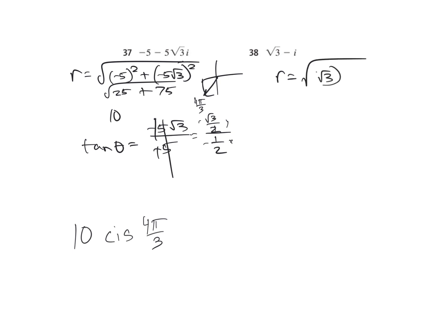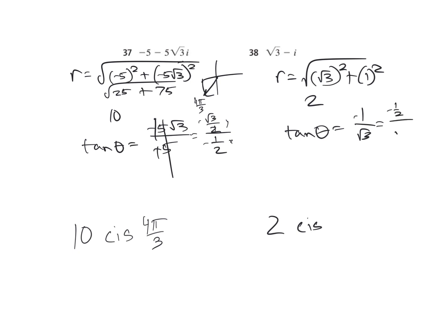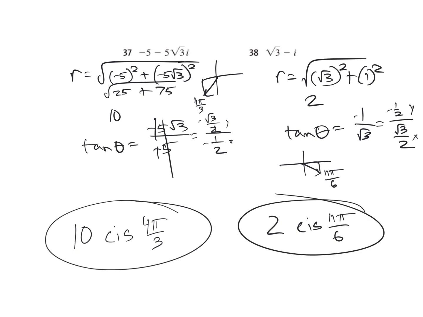Radius, square root of 3 squared plus 1 squared. So that's 3 plus 1 is 4. Square root of 4 is 2. So 2 cis, and then the tangent of theta is negative 1 over square root of 3, or negative 1/2 over square root of 3 over 2. So y is negative, x is positive. So we're in the fourth quadrant. Y is the short leg, x is the long leg. So we're at a 30-degree reference, which is 11 pi over 6. And those are your answers for those.